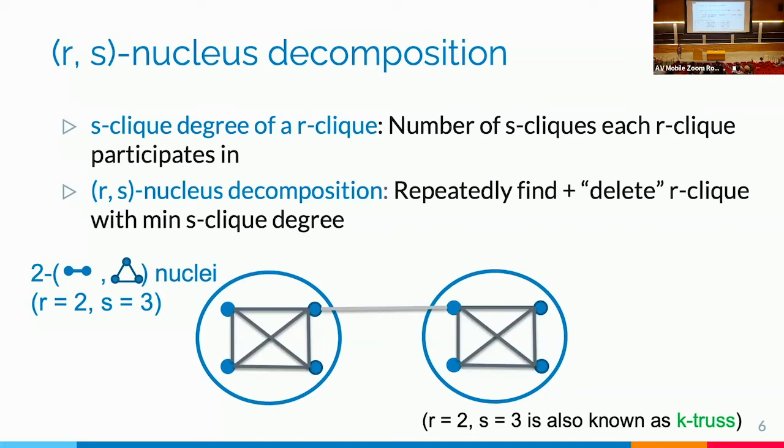Are there other questions about this definition? Oh, so the question was, what is the 2 in front of the 2, 2, 3 nucleus? The first 2 refers to the fact that each edge is contained within at least 2 triangles. Okay, so hopefully this makes some sense.